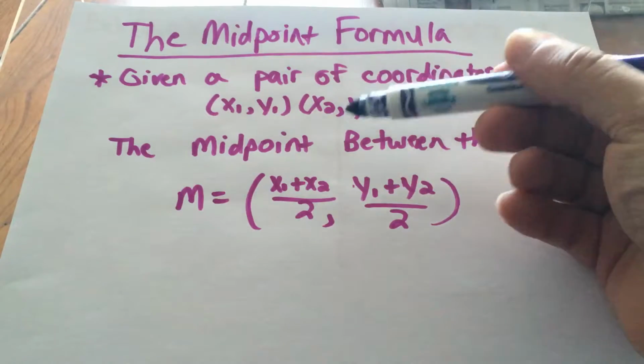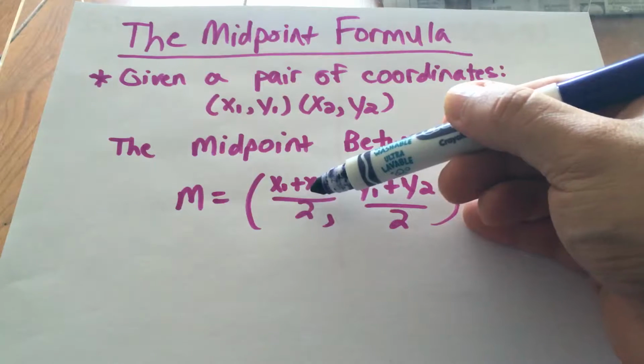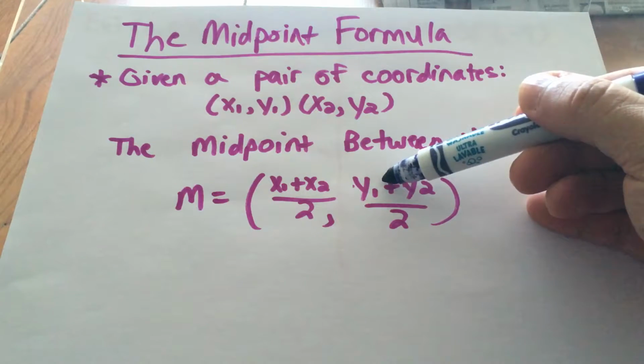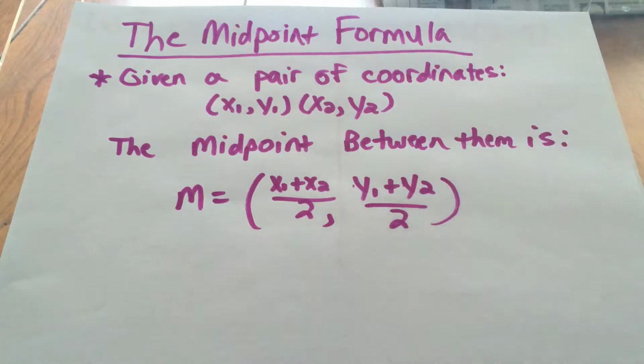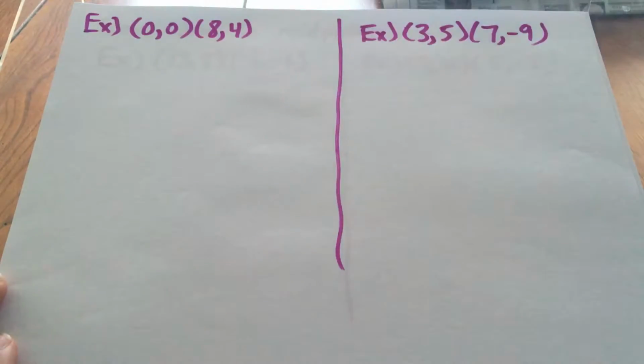Basically all you're doing is adding the x coordinates together and dividing them by 2, or take the average. You're going to add the y coordinates together and divide those by 2 and find the average for them as well. And the answer is going to be a coordinate point. This coordinate point will be the exact midpoint between the 2 points that you were given. Okay? So let's use this to solve a couple problems.